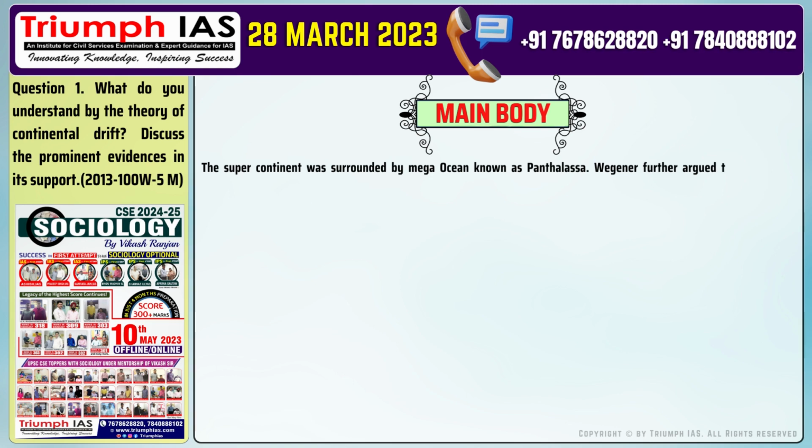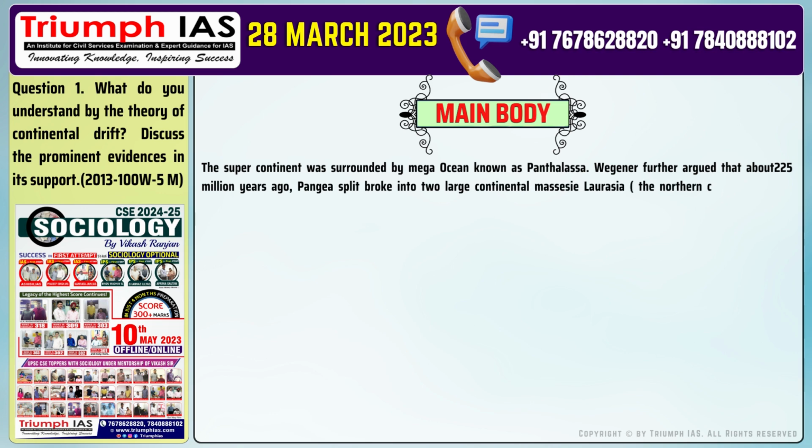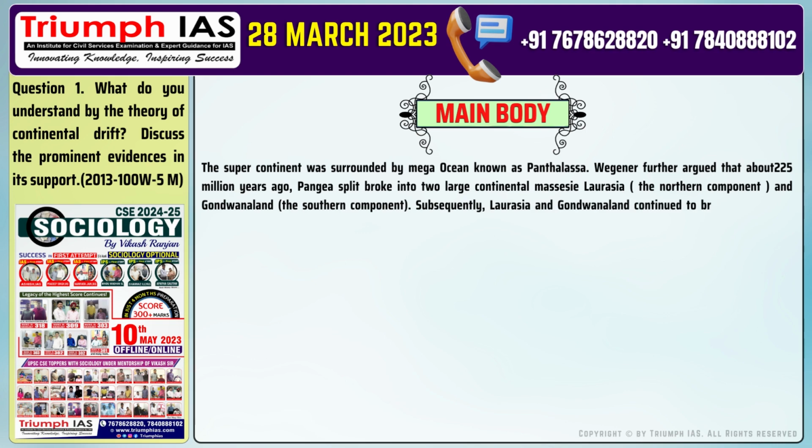Wegener further argued that about 225 million years ago, Pangaea broke into two large continental masses: Laurasia, the northern component, and Gondwanaland, the southern component. Subsequently, Laurasia and Gondwanaland continued to break into smaller continents. Evidence in support of the continental drift theory.